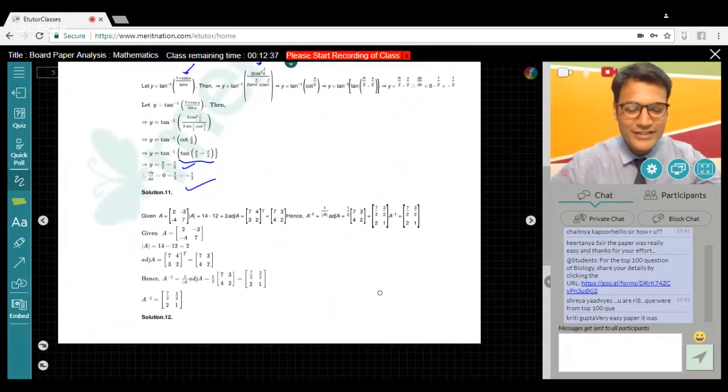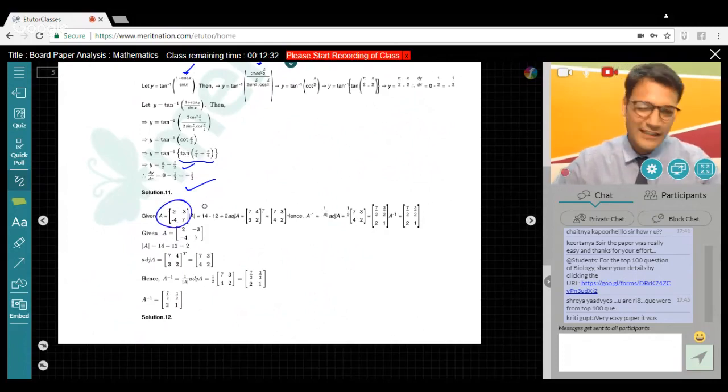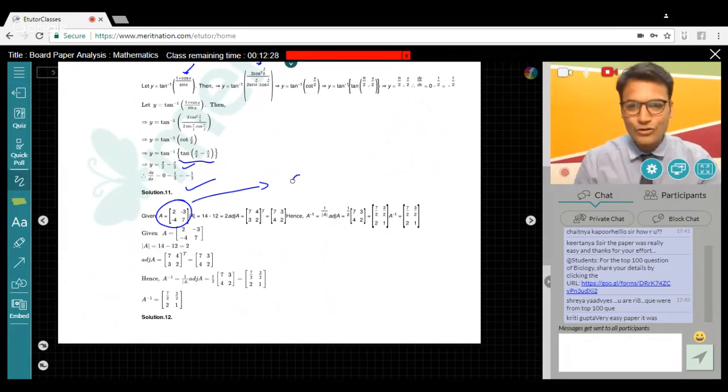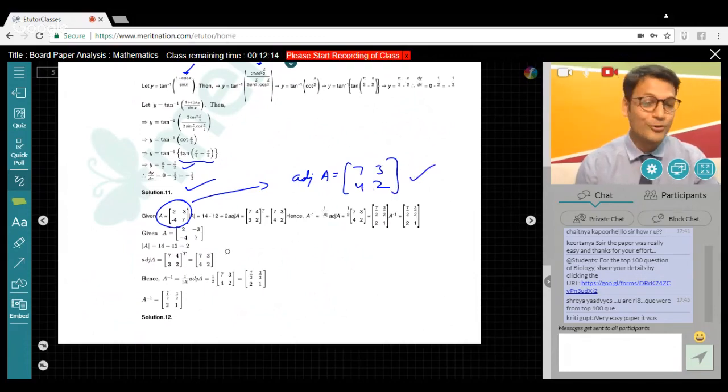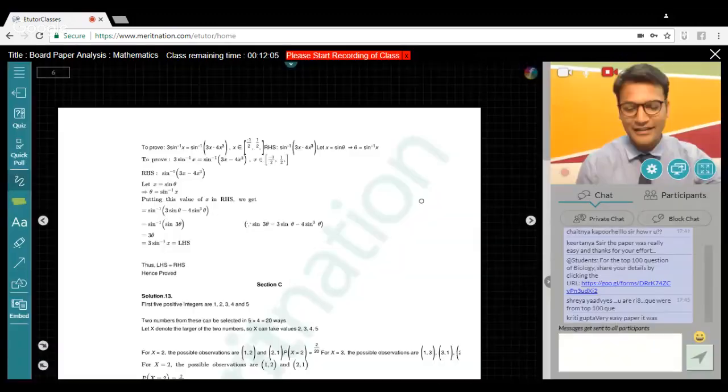The next one was again pretty simple, a 2 marker. So A is being given to you. If anybody knows the quick way of finding the adjoint of A, it is quite simple. We interchange these 2 elements, and we change the sign of the other elements given over here. So we have our adjoint directly. You can't do it directly, but at least you can cross verify, and then you will apply the A inverse bit, and you have your answer with you. So it was again a simple question, kind of.